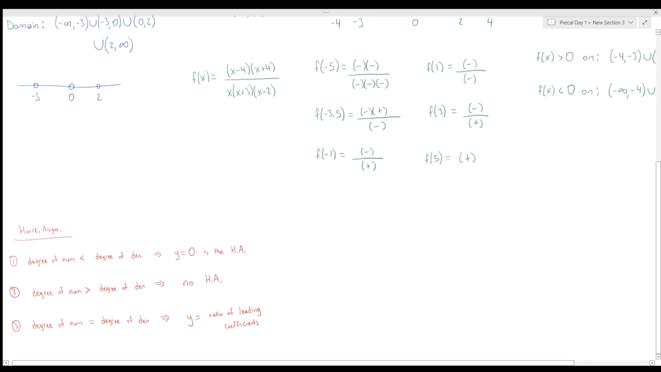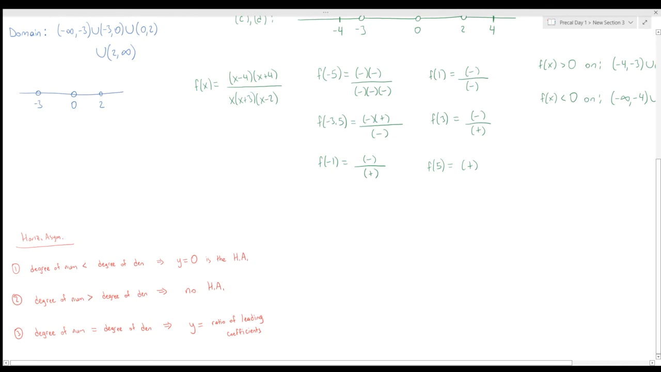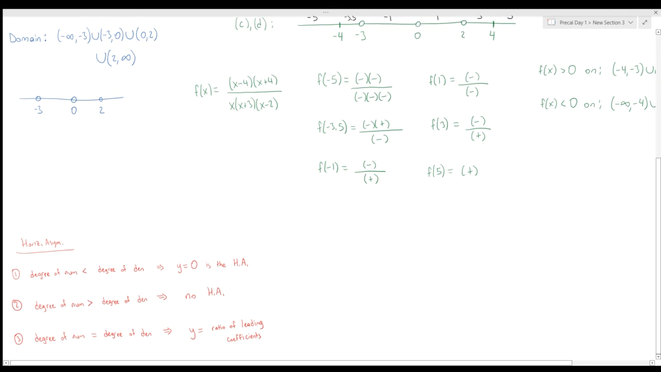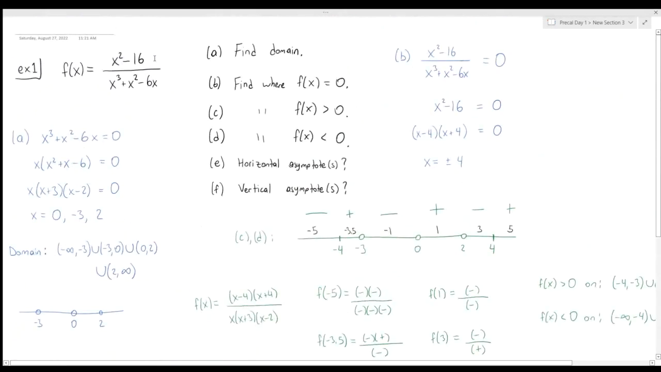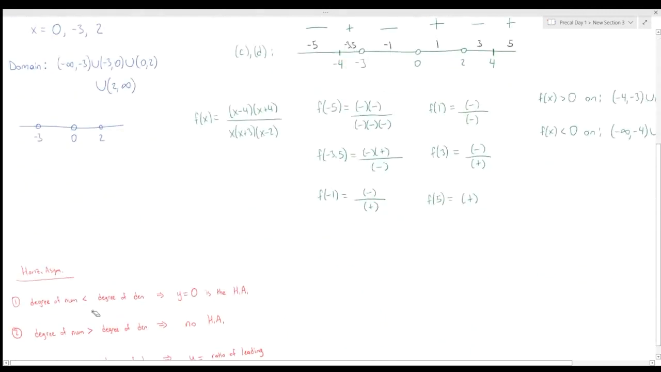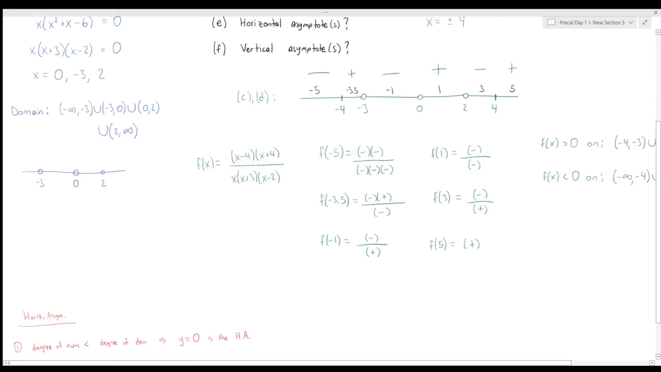Okay. And we'll do an example. So that doesn't quite make sense. It's actually really simple. And we'll see an example to illustrate what I mean by that. Okay. All right. But for this problem, the numerator has a smaller degree. So if the numerator has a smaller degree, then we have a horizontal asymptote at y equals 0, the x-axis, okay?